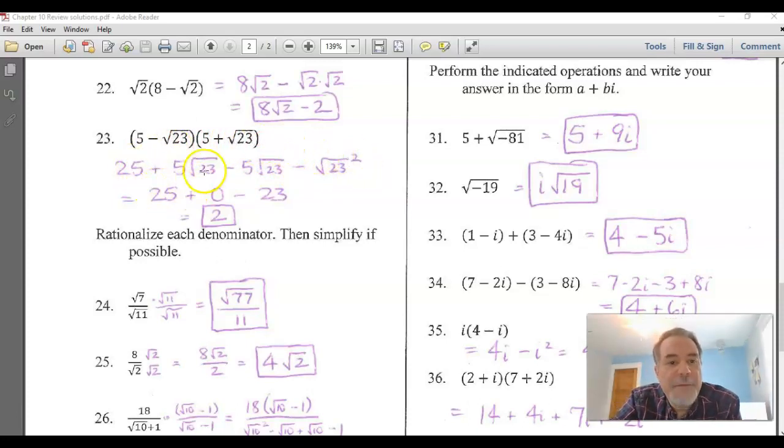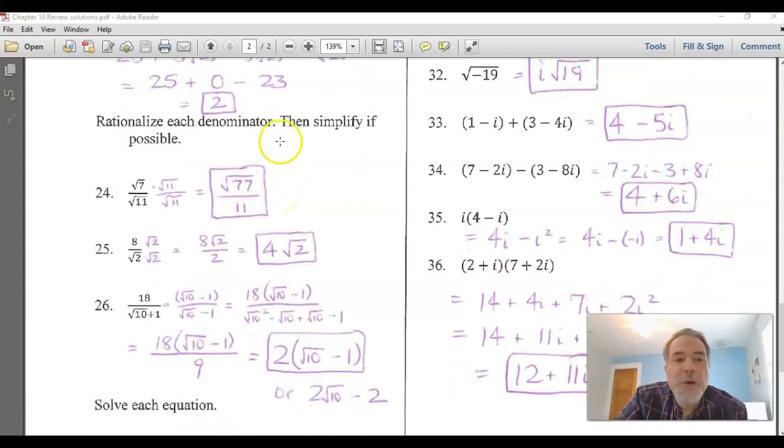And let's see what happens here. We got our 25. We got these two terms in the middle that are the same as each other, except one's a plus and one's a minus. So they add up to 0. And then it's minus the square root squared would just be 23. And then finally, 25 plus 0 minus 23 is 2. So we end up with just 2 for the answer.